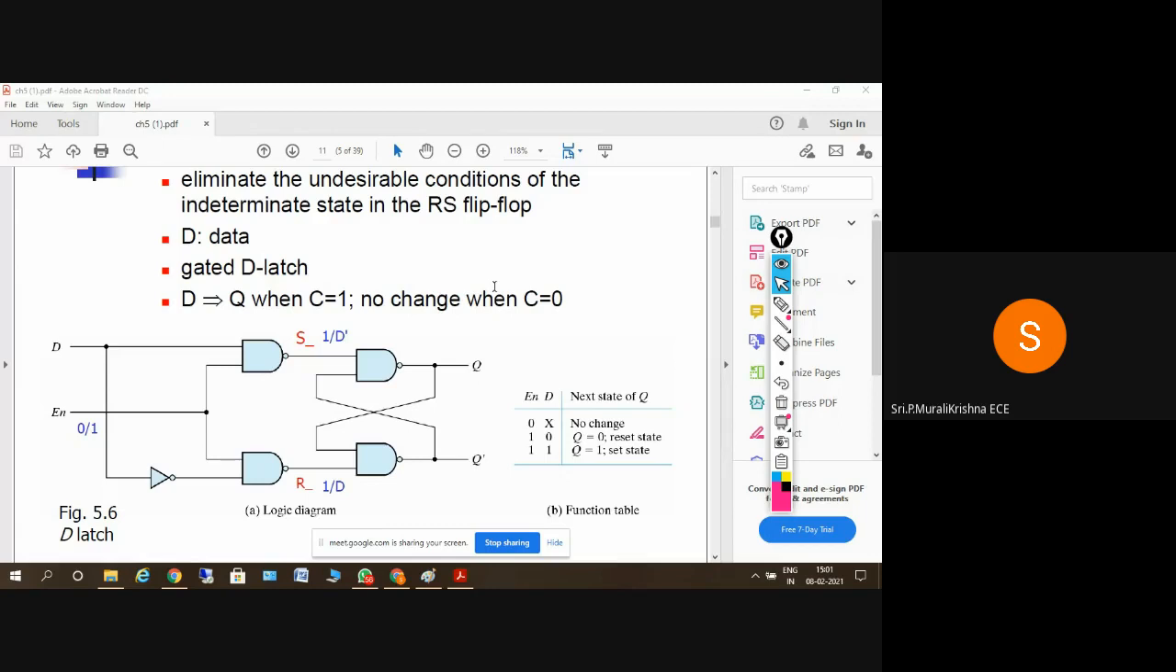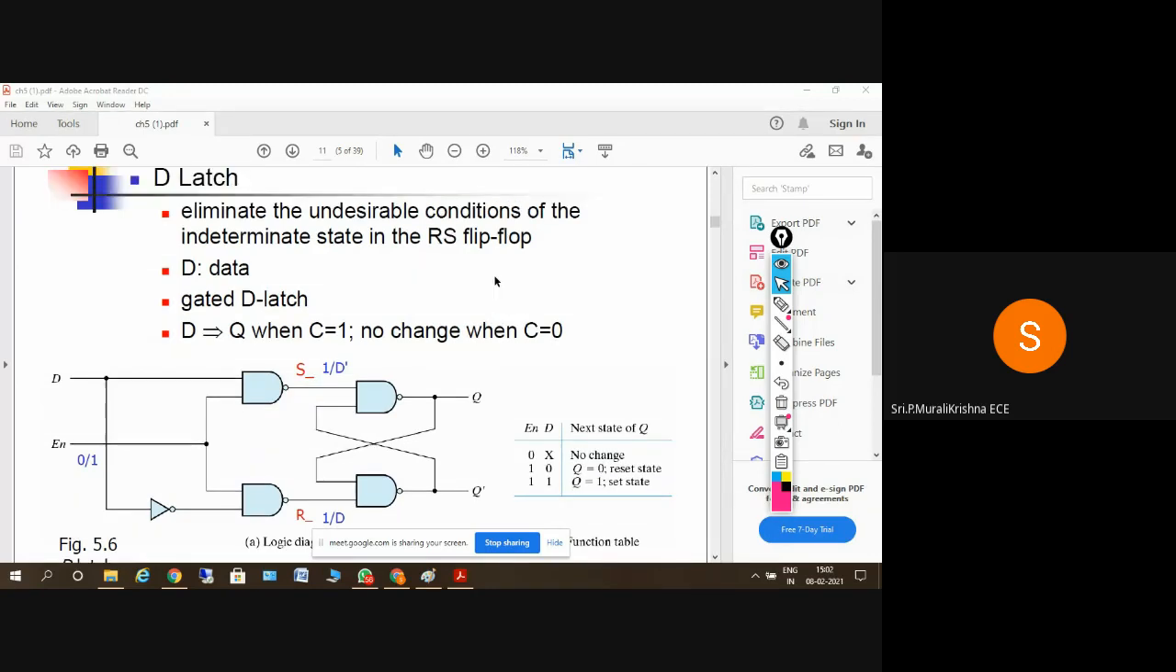Okay, so this D latch is used to eliminate the indeterminate state that is generated in the SR latch. So the indeterminate state we got in the SR latch can be eliminated with the help of this D latch here. D stands for data, or it can also be called a delay latch.